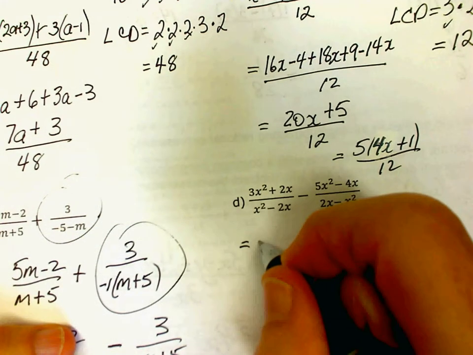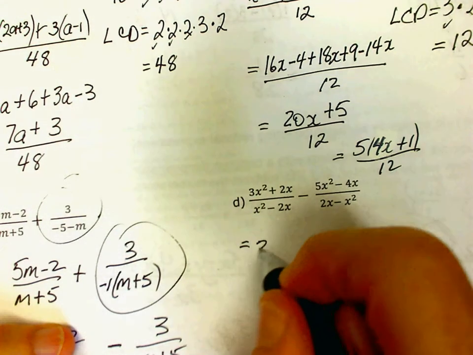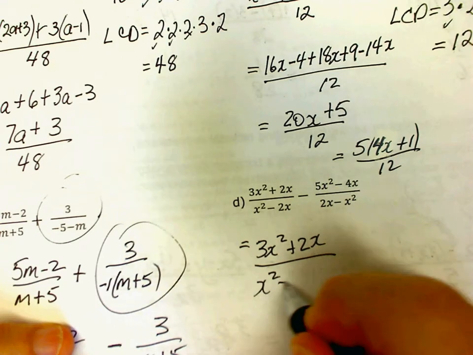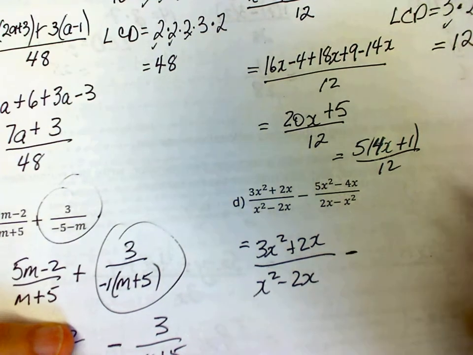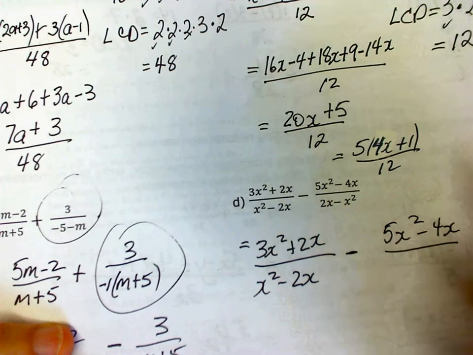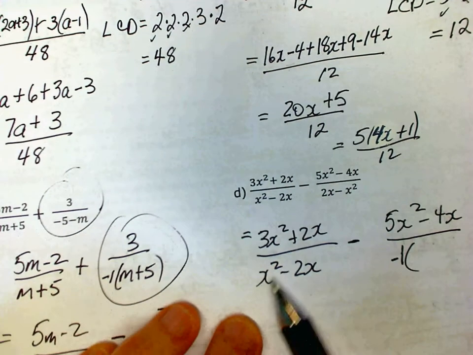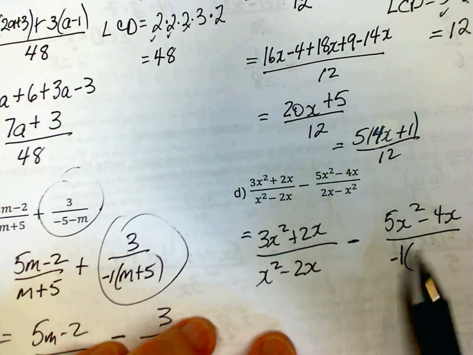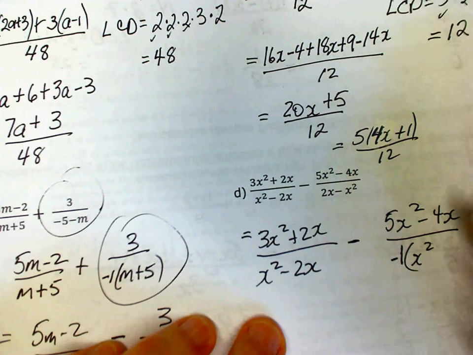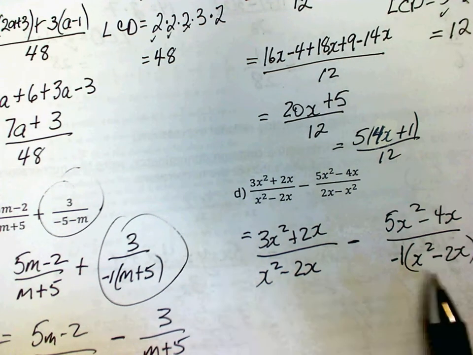So this is, okay, we'll do that first. 3x squared plus 2x all over x squared minus 2x, minus 5x squared minus 4x all over. We'll factor out the negative 1. And I just want x squared to be first. So negative x squared divided by negative 1 is x squared. 2x divided by negative 1 is minus 2x. So now we have denominators that look the same.